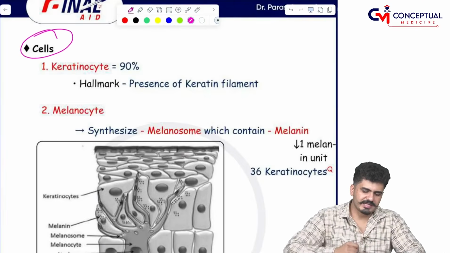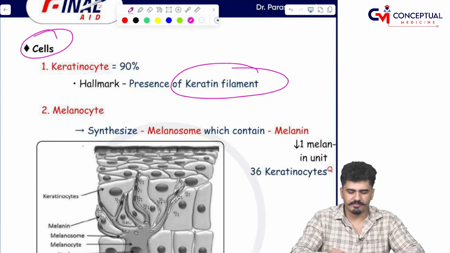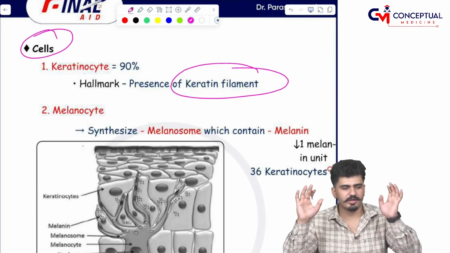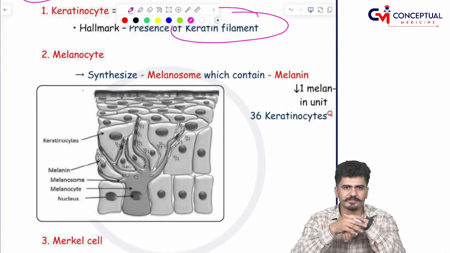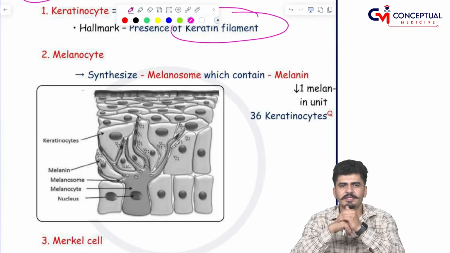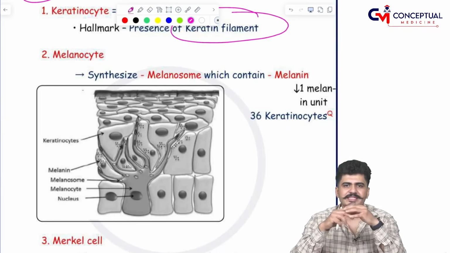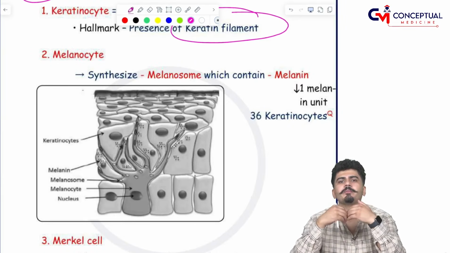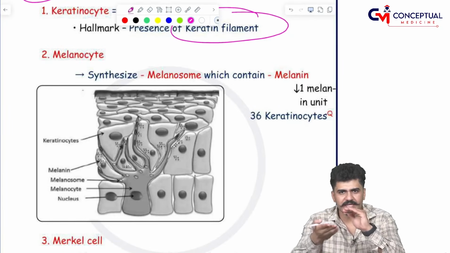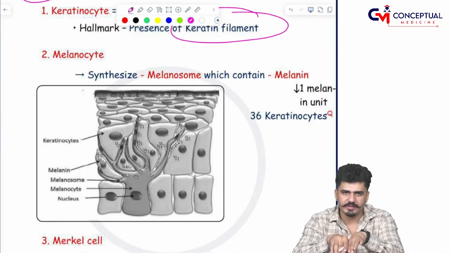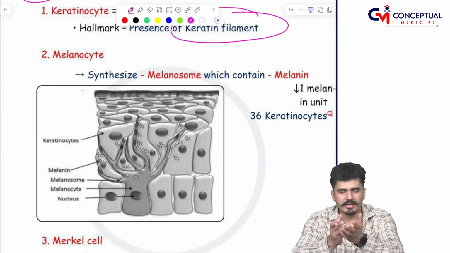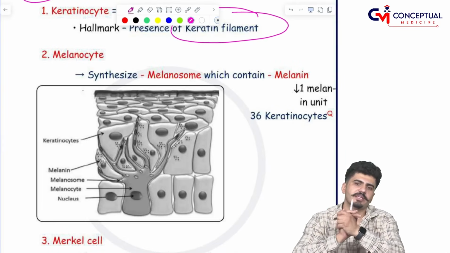Now let's talk about this cell, keratinocyte. What is its hallmark? Keratin filament. It is present in almost every layer. Now coming to the melanocyte. Melanocytes are the other cells most commonly seen in the stratum basale. Here a melanocyte is secreting melanosomes, and melanosomes are making melanin. If there is an increase in melanin, the tone will be a little dark, and if there is less melanin, the tone will be more fair, which will lead to risk of skin cancers.